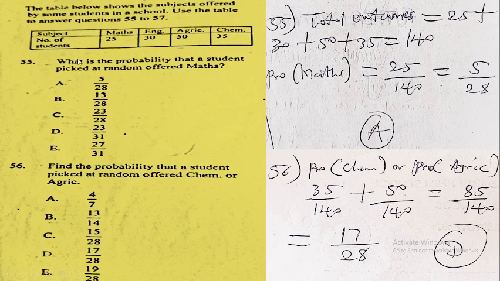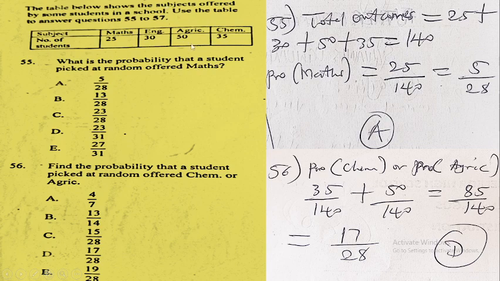So we have to use this table to answer question number 55, question number 56, and even question number 57 as well. The table below shows the subjects offered by some students in a school. Use the table to answer questions 55 to 57. We have subjects math, English, Agric, chemistry. The number of students that offer math is 25, English 30, Agric 50, chemistry 35. Question number 55 says: what is the probability that a student picked at random offers mathematics?